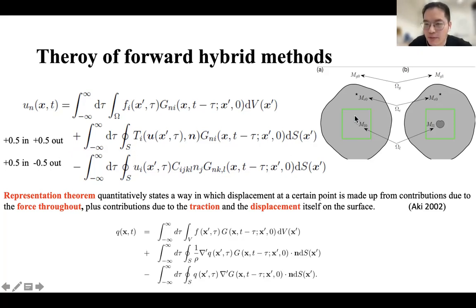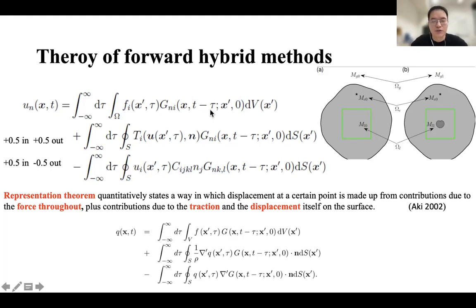And you will see that the traction contribution will be plus 50% inside and 50% outside. And for this moment tensor force on the boundary, we have contribution minus 50% outside and 50% inside. So that means we can have a full recovery of the wave field in the box, but zero outside. That's a very important part of the theory for the hybrid simulations.